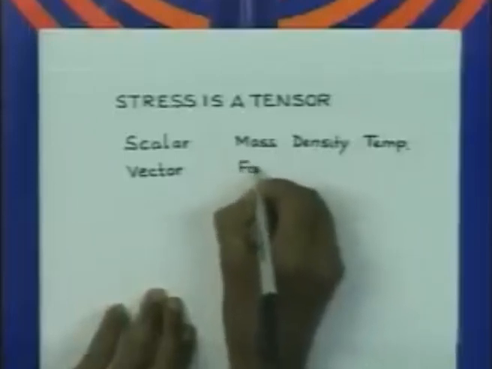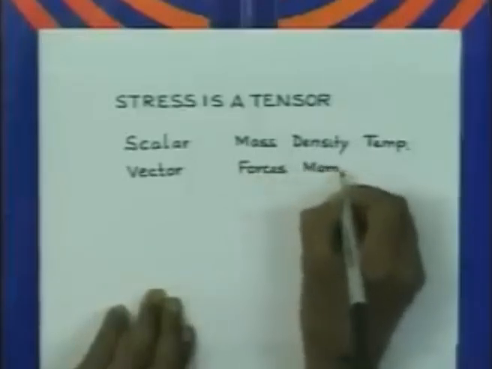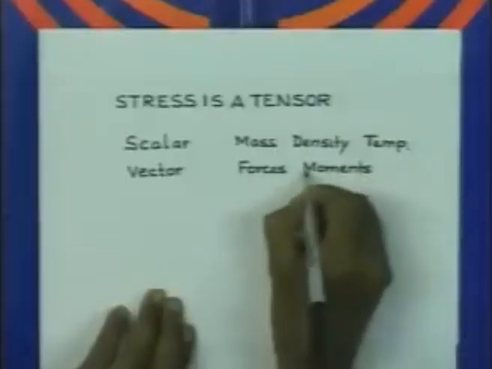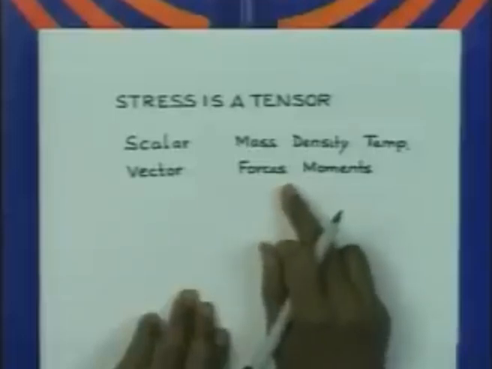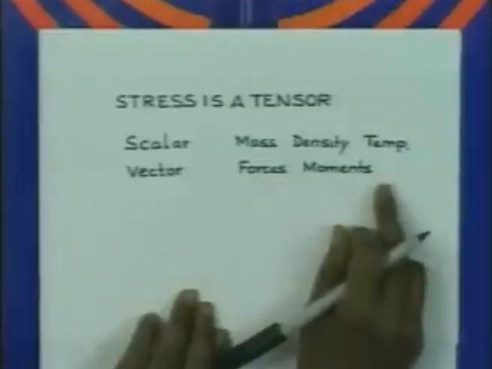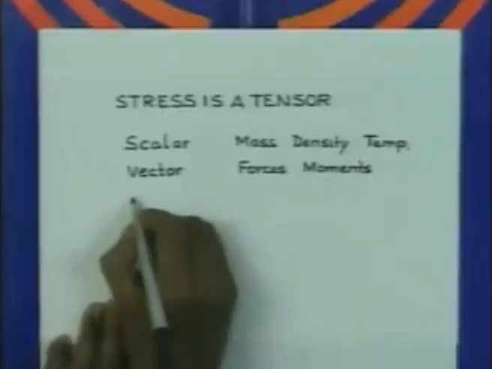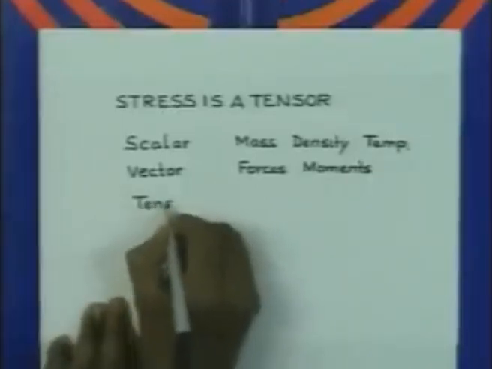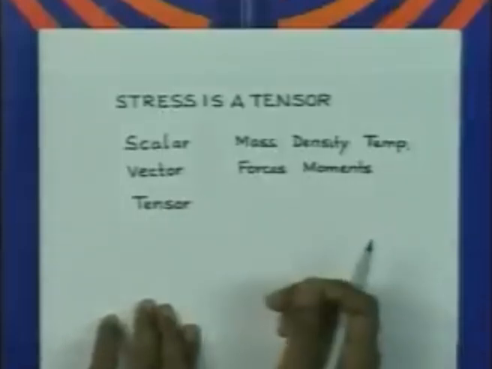examples are forces, moments. In this case you have magnitude and also a direction. So they have one more attribute. In fact, all quantities that engineers and physicists come across are nothing but tensors. Scalar, vector, they are also tensors. So tensor is a more general quantity.